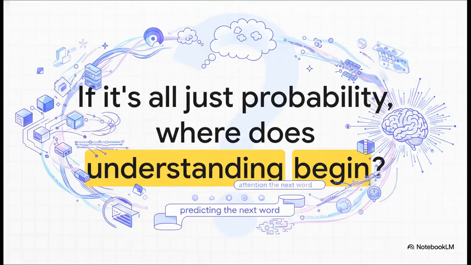And that brings us to our final, and maybe most fascinating question. We've seen the mechanics, right? The tokens, the attention, the probabilities. But if it's all just an unbelievably complex system for predicting the next word, where does genuine understanding actually begin? That's definitely something to think about.